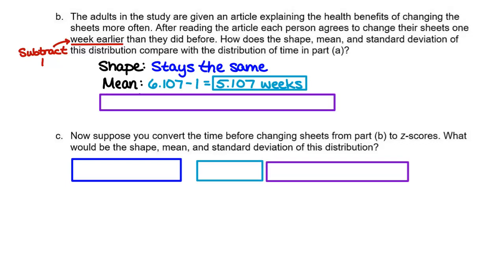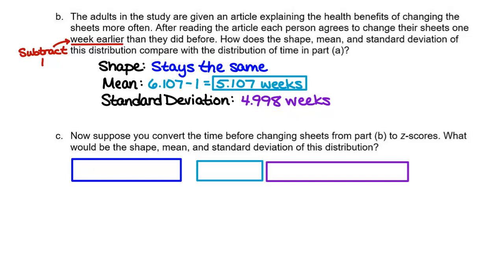If we're having everybody change their sheets a week earlier, would the variability, would the standard deviation be affected by that? Would the distribution become more spread out or closer together? It's going to stay exactly the same. So what would my standard deviation be? Be 4.99 weeks.